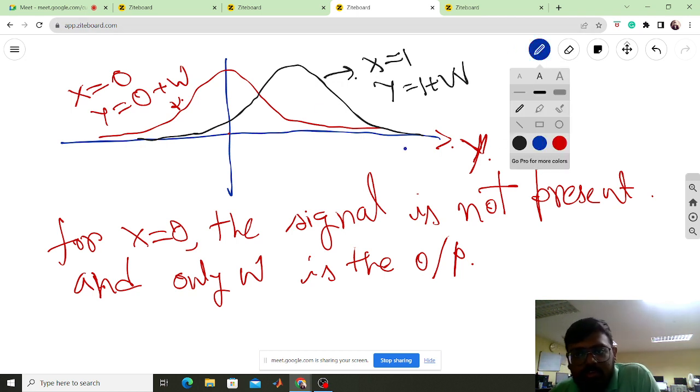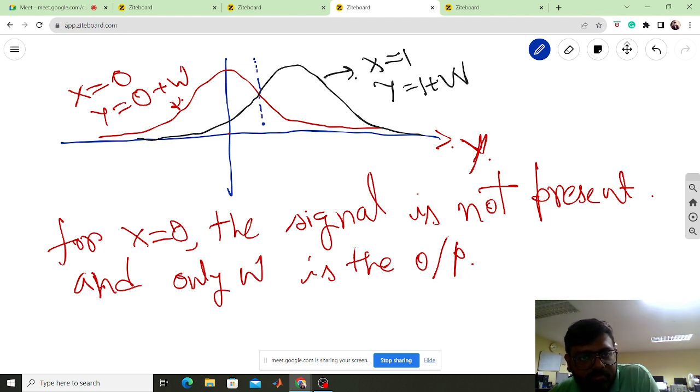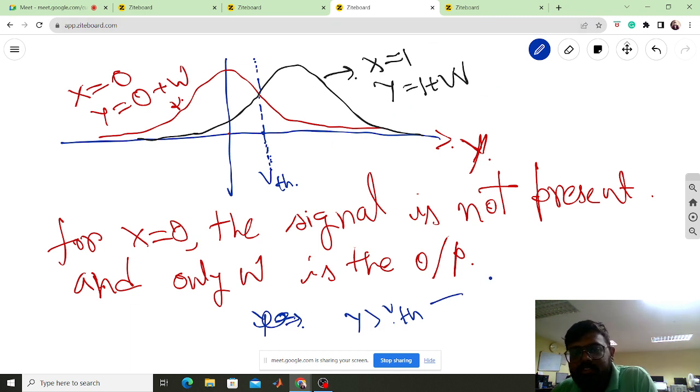So now suppose you just made a decision over here. This is the decision region. So you have to comment whether the signal is present or not. Suppose we say this as VTH. So suppose we receive a Y value, and if this Y is greater than VTH, for this we say the signal is present.